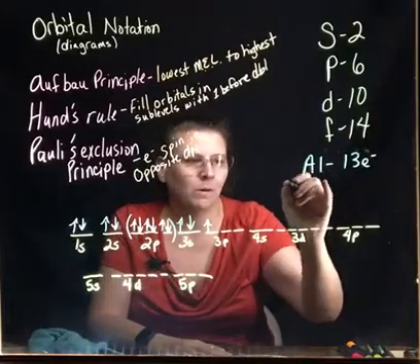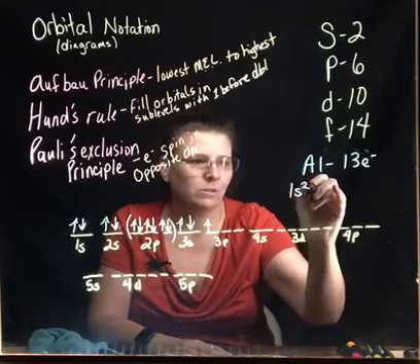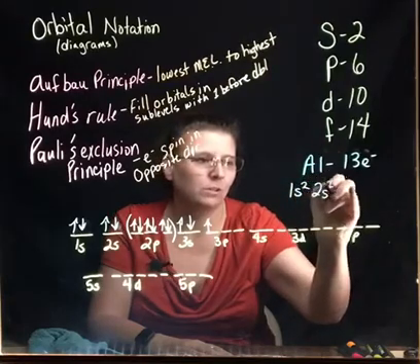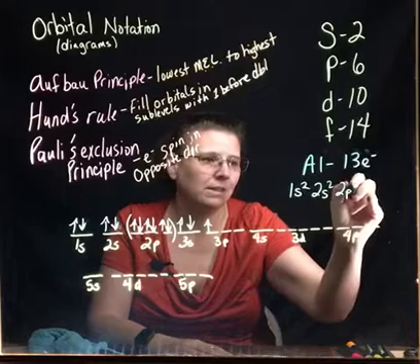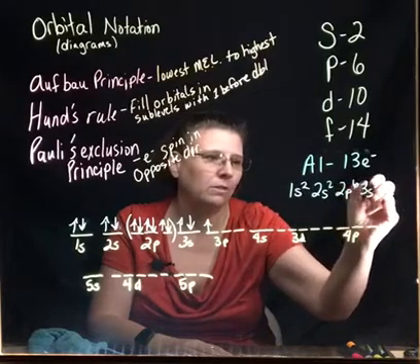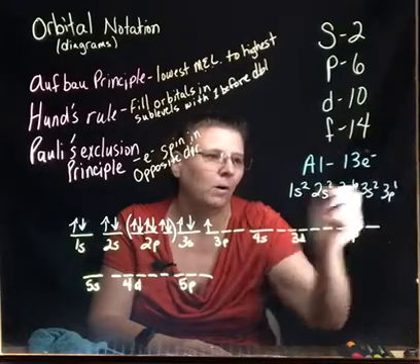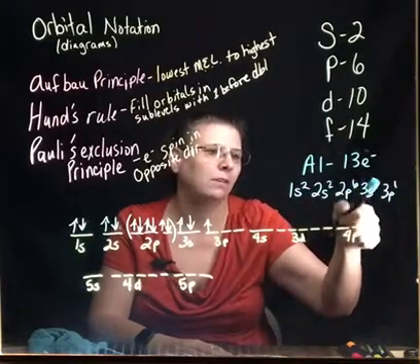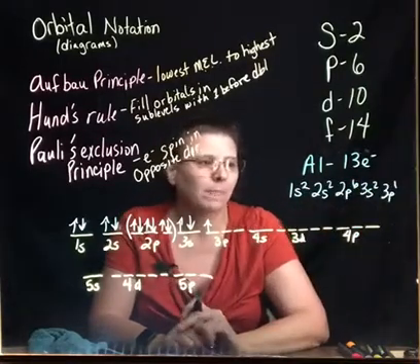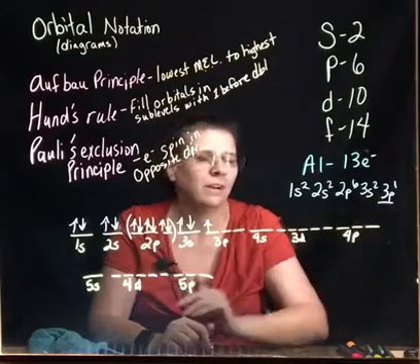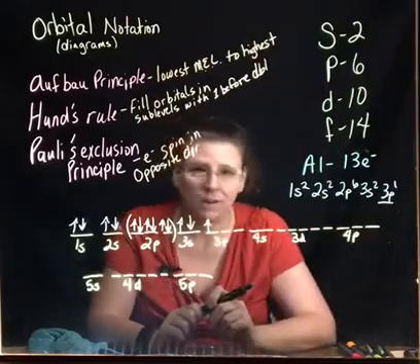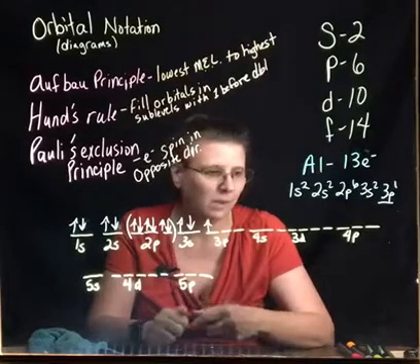So if you remember, our configuration is 1s2, 2s2, 2p6, 3s2, 3p1. Okay? And if you remember, this is where we would end up. If you put your finger on it, you know the final address. Okay? The ending of the address.